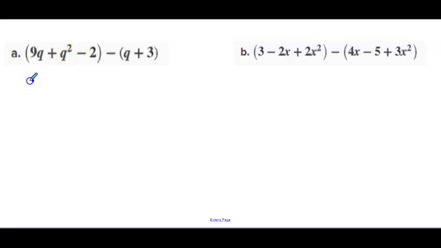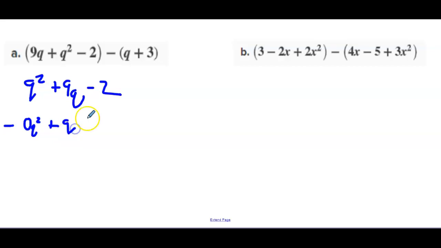So here, what we're going to do is put q squared, that's a q, not a 9, plus 9q minus 2, writing that in standard form. Okay, now we're doing our subtraction out front. So we don't have a q squared in the second one, so I'm going to put a 0q squared. Okay, and then this would be plus q, not a 9, plus 3. Okay, we're going to be subtracting these. So we have q squared minus 0q squared. So this would just be the q squared that we started with up top.